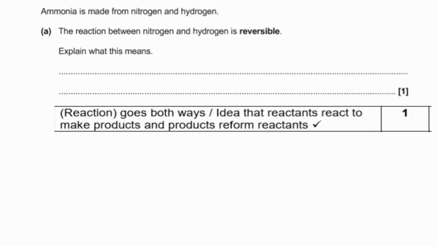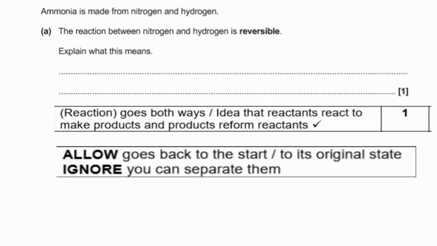Okay, so hopefully you've written something about the reactions going both ways, or this idea that the reactants react to make products, but the products react to make the reactants. Sometimes in exam mark schemes, we have this "allow". So it's allowing the idea that it goes back to the start or its original state. But that's an allow, so don't write that in an exam. You want to write this bit here because that's the ideal answer.